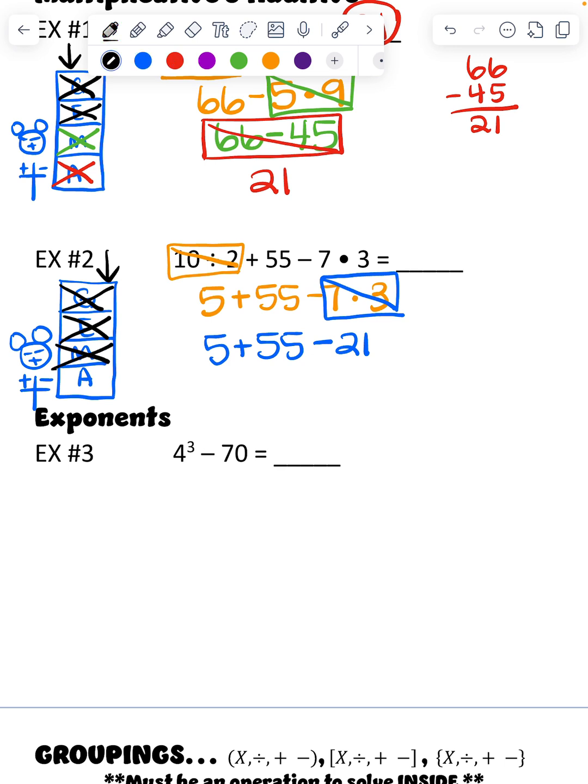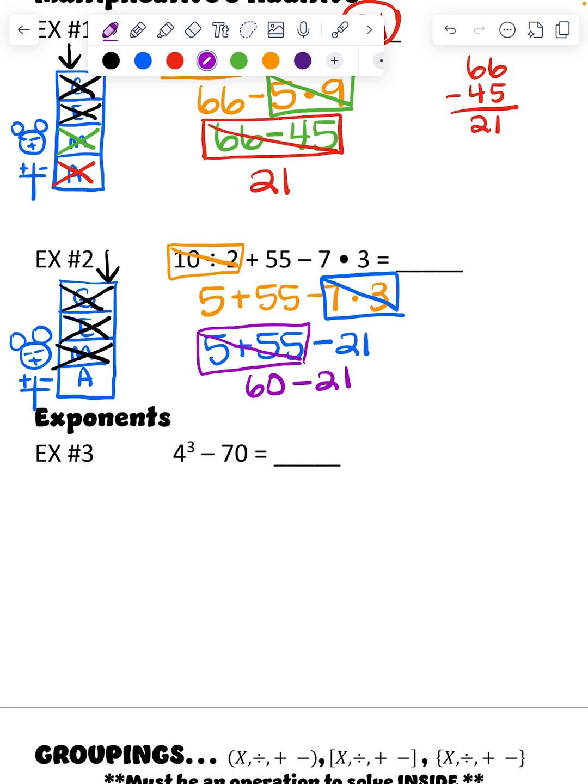Mark it off. I did not end up needing integer man. And so now I've moved on to my additive section. So I'm only looking for additive situations. And remember, we move left to right. So this is an additive situation. So I'm going to box it, solve it, and bring it down. 55 plus 5 is 60. And then I bring down my minus 21.